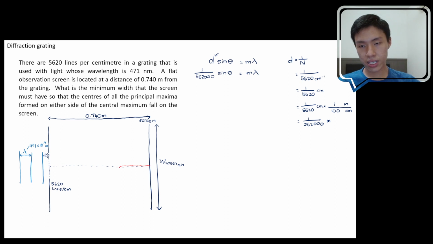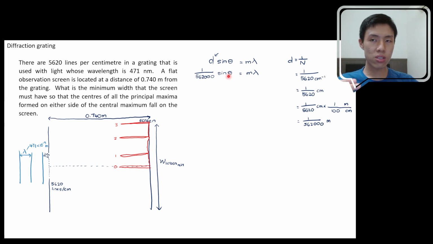So let's say this is your center maxima. Then at some point further, you find your first maxima. Then at some point even further, you find your second maxima. And at some point further, you find your third maxima. Okay, but the general idea is when you go from 0 to 1 to 2 to 3, the angle theta over here will be larger and larger.